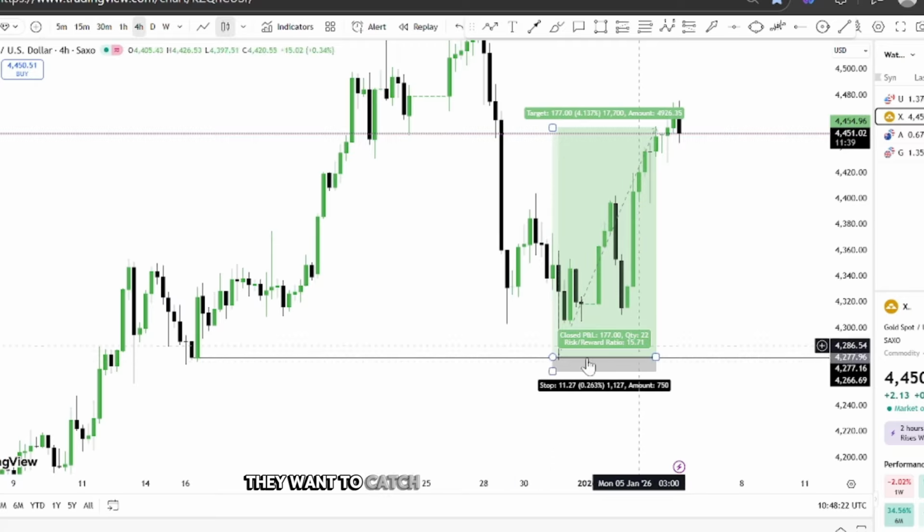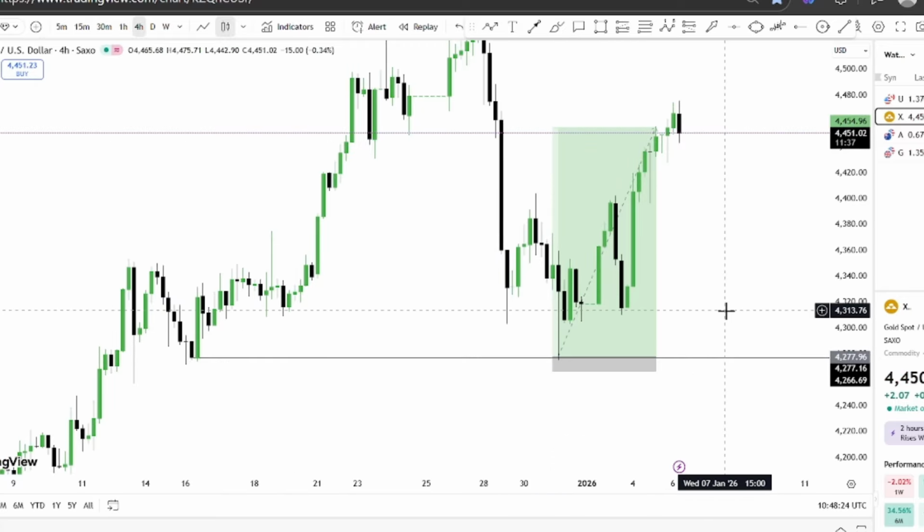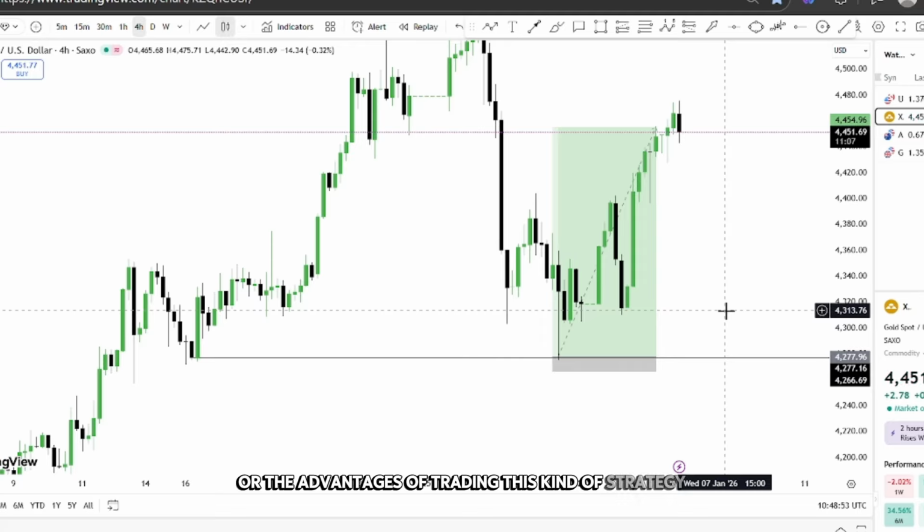They want to catch that first move, enter on time, so that if the market wants to pull back, they might have gotten something and probably jump out of the market. Then they make an early entry and they get a big, high risk to reward ratio. So those are the two pros: early entry and very high risk to reward ratio. Those are the advantages of trading this kind of strategy.